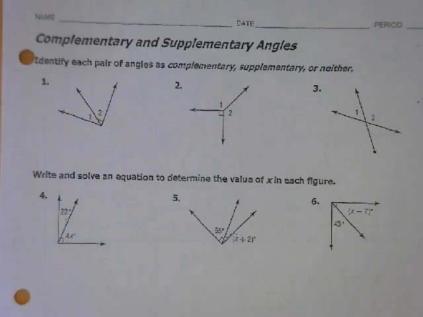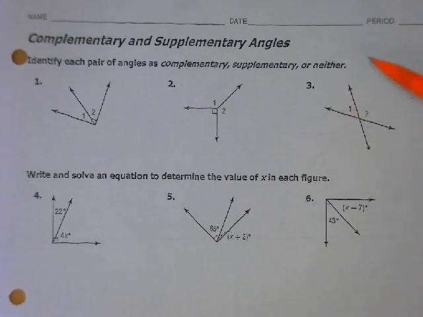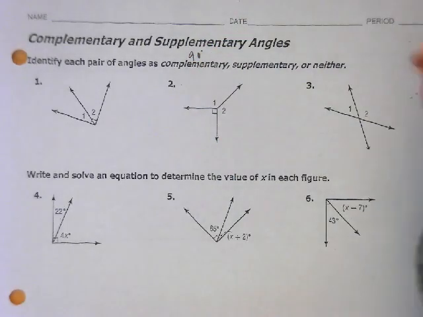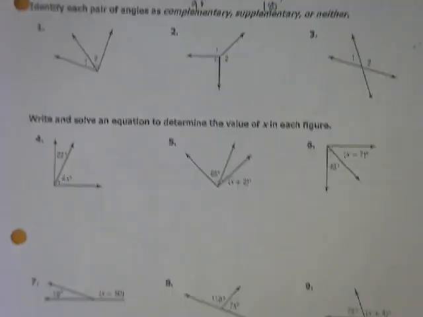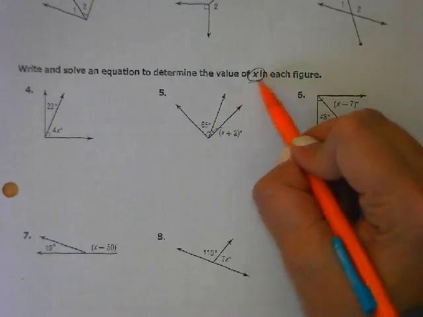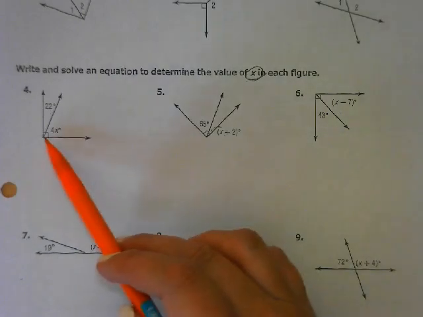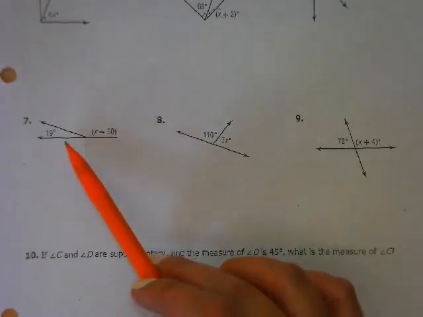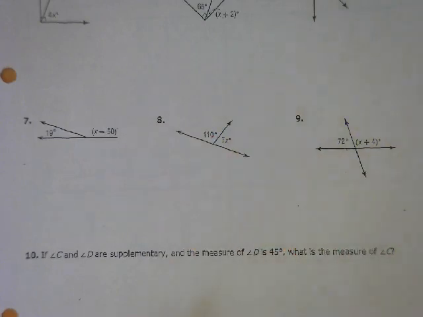So I'm going to ask you to take the information on the notes we just did. You don't have to solve anything on 1, 2, or 3. Just tell me, is it complementary? What does complementary mean again? Yep. 90. What is supplementary? 180. Or neither. What is it going to add up to? Write and solve an equation, determine x. So I'm not asking you to find the angle measures, just tell me what x equals. You have to decide. So these are complementary. So these two would add up to 90. Down here, these are what? Supplementary. These add up to 180. Set up your equation and solve it.